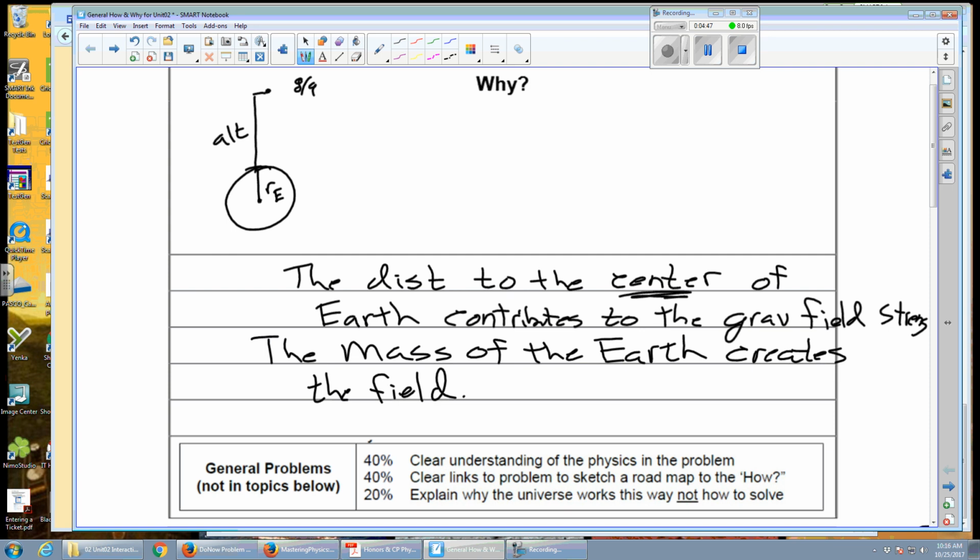Let's see. Did I show I understood the physics? Yeah, I showed that I understand that it's created by the mass, and that I have to look at my distances from the center, not from the surface. Clear links to the problem? Yeah, I've got a nice diagram that links it, and I mentioned Earth both times, which is what the problem's about. Did I include any equations? No. Did I say I'm going to plug into this? No. So I didn't tell how to do it, I just explained why. All right, let's move on to the how.